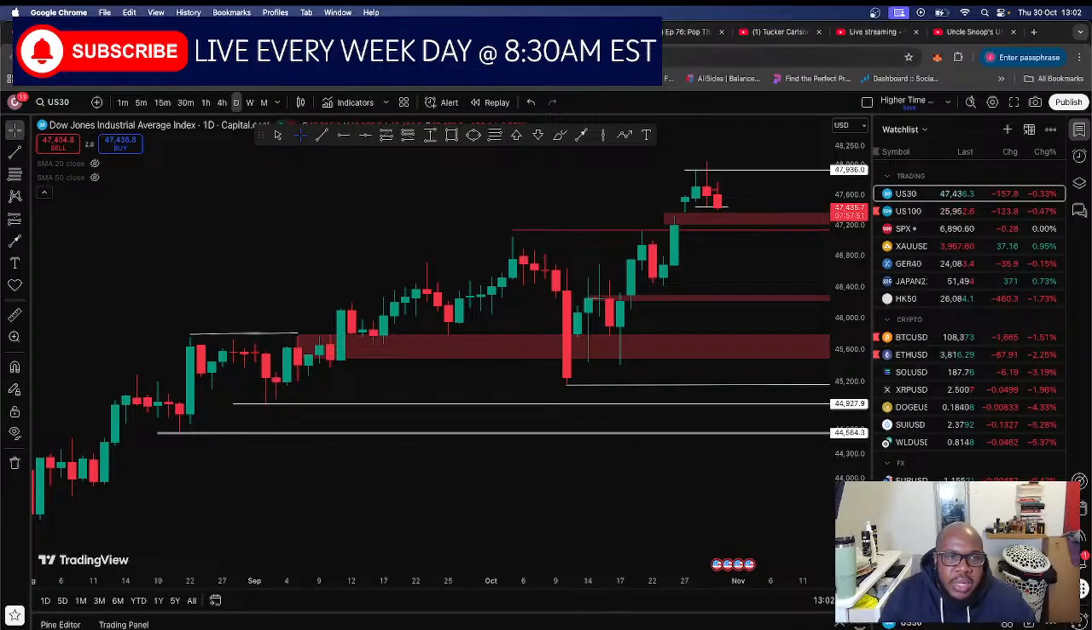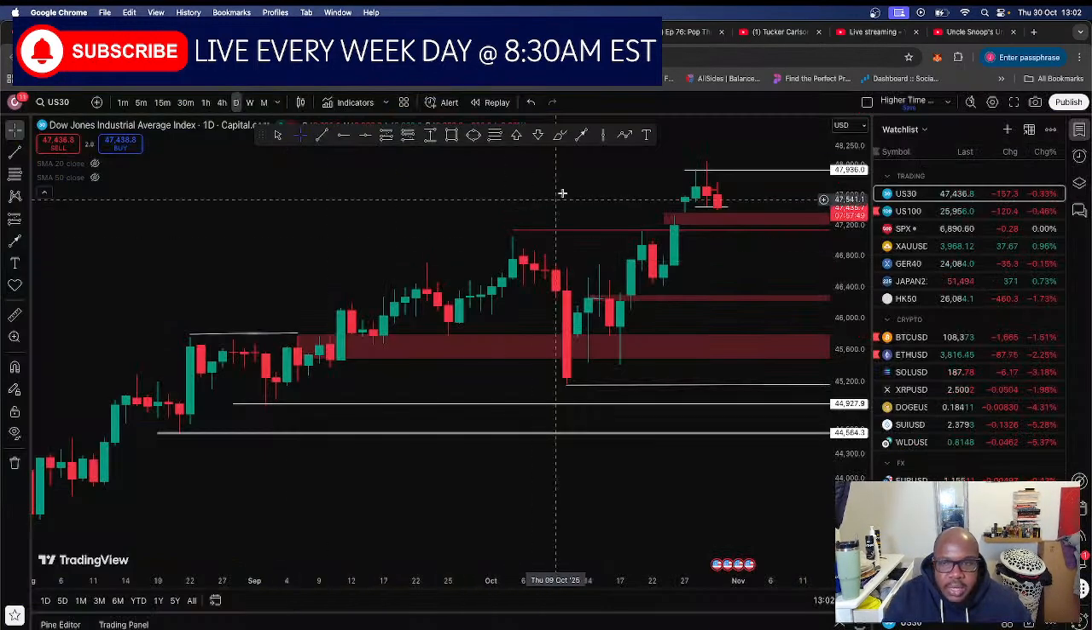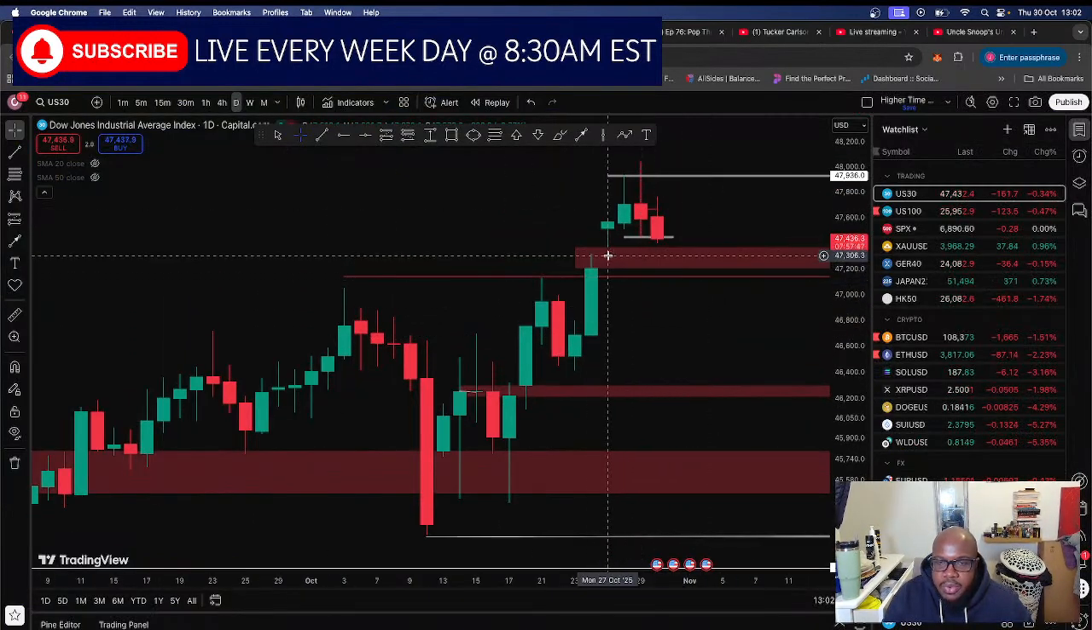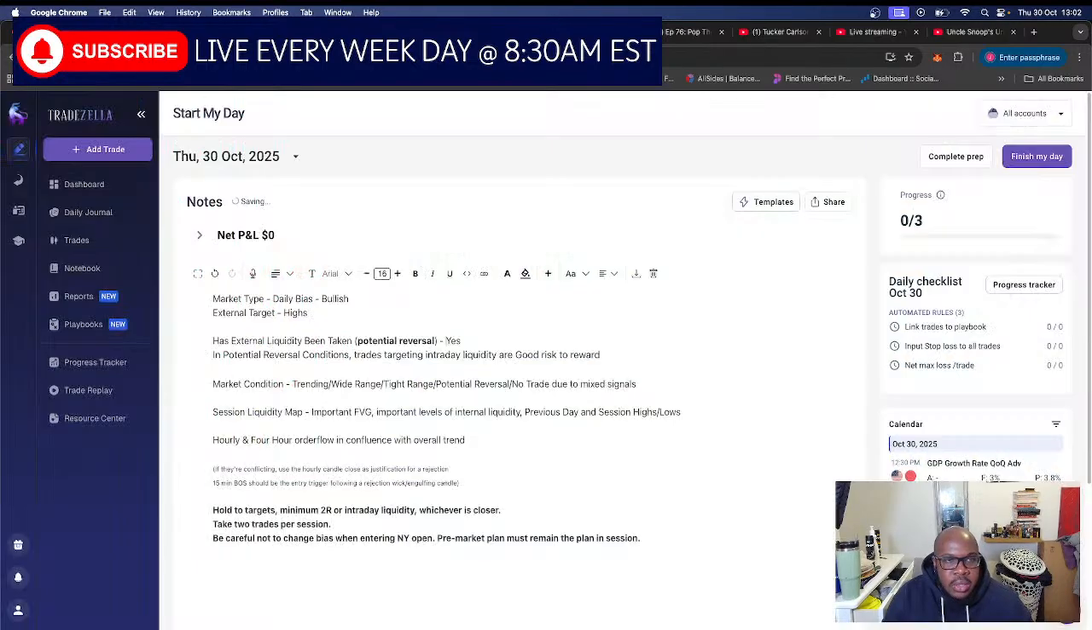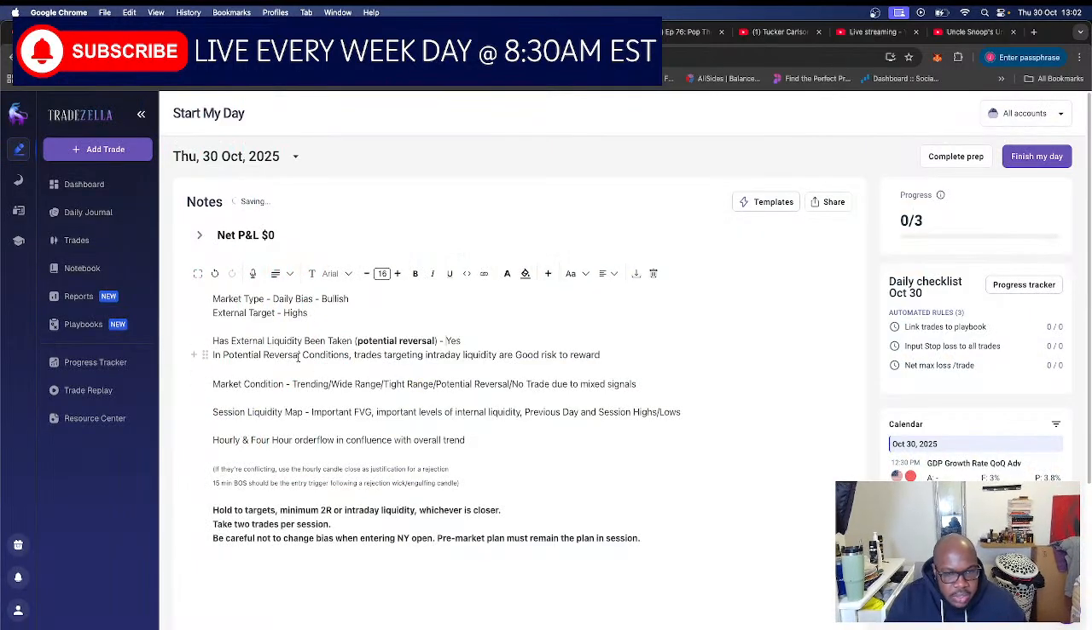However, we are not completely bullish yet. We are not completely bearish yet. For us to be bearish, we need to first, at the bare minimum, close below this opening gap. So that's the first thing we're looking at. So external liquidity has been taken.